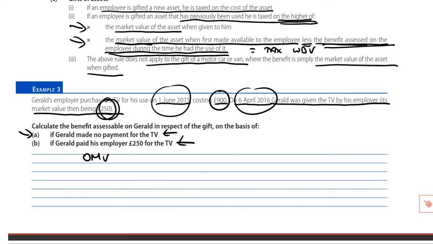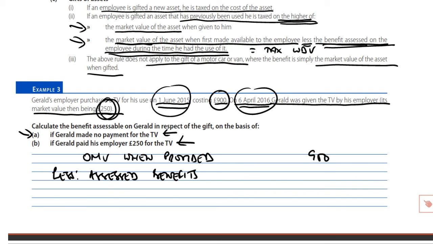So what was the open market value when first provided? That was its original cost, £900, less any assessed benefits up to the date of the transfer. Now, as you can see, it was first made available on the 1st of June 2015 before being transferred on the 6th of April 2016. So what we've now got to work out is what were the assessable benefits within the 2015-16 tax year.